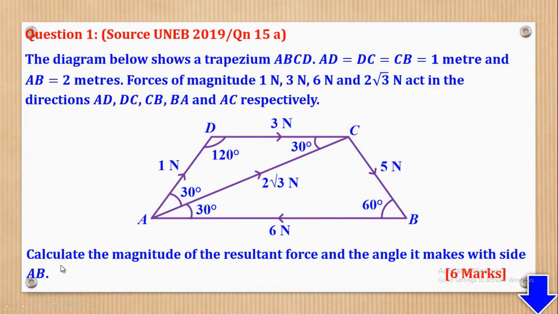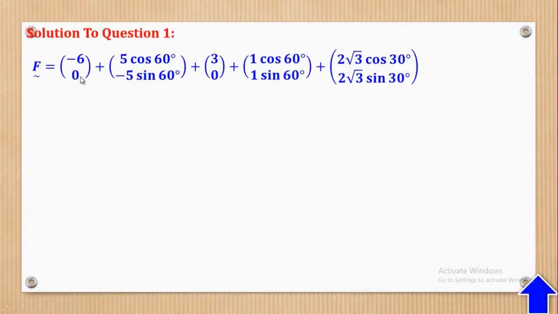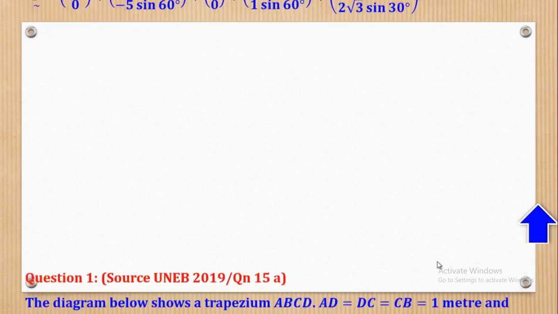So let's see how that comes about. If you look at this, six is entirely horizontal and is pointing to the left, therefore implying that the horizontal component will be negative and the vertical component will be 0. So that is why here they wrote -6, 0. Now the second force is 5, so here we have horizontal is +5 cos 60 degrees and vertical will be -5 sin 60 degrees. Let's see how that one comes about.